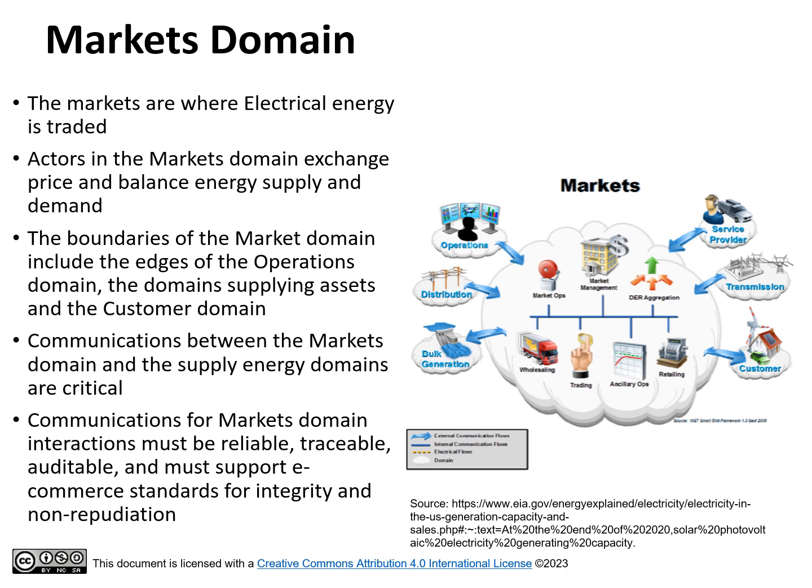The markets are where electrical energy is bought and sold. Actors in the markets domain exchange price and balance supply and demand within the power system. The boundaries of the market domain include the edge of the operations domain, where control happens, the domain's supplying assets, such as generation and transmission, and the customer domain.